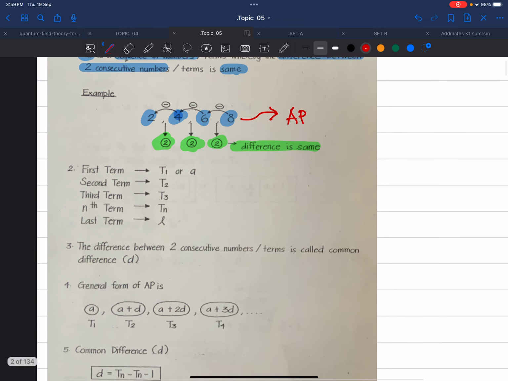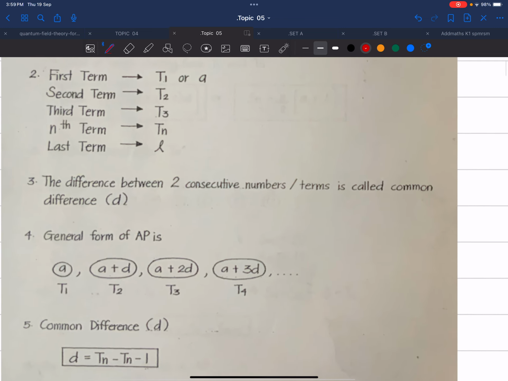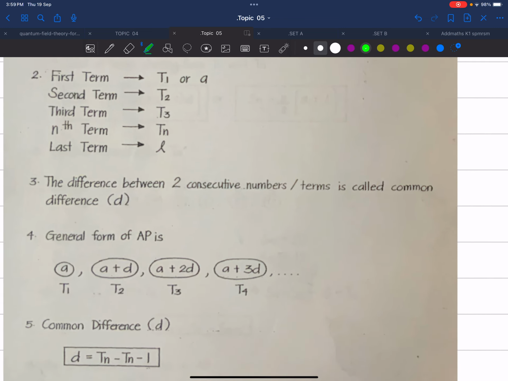Let us look at the symbols now. The first term is T1 or A. The second term is T2. The third term is T3. Therefore, the nth term is Tn. And the last term, symbol L.